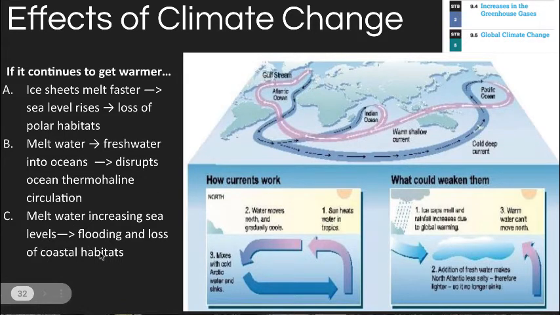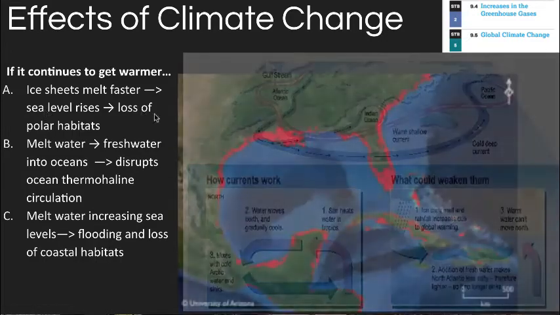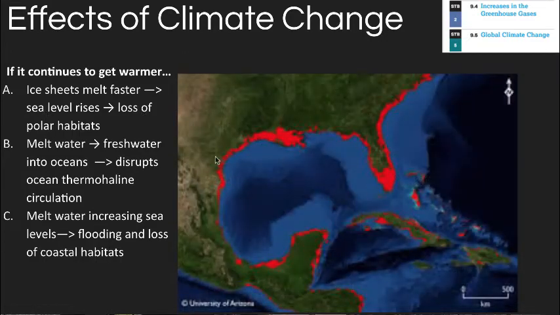Meltwater increasing sea levels and flooding coastal habitats can be a big one. I think we have just red areas here just around our Gulf area, and the areas that would be predicted to be at high risk of flooding in the coming years if sea level continues to rise.